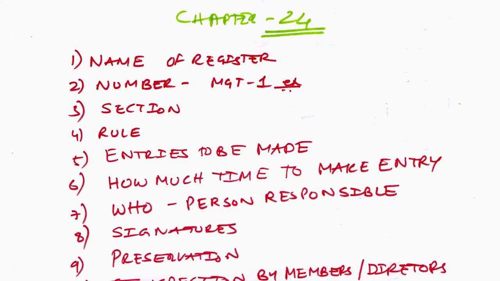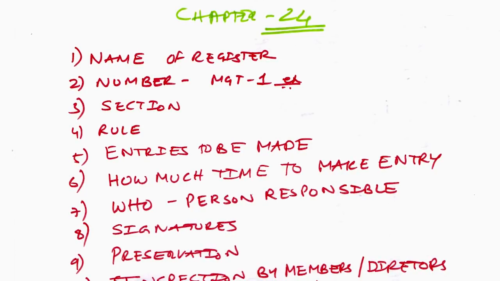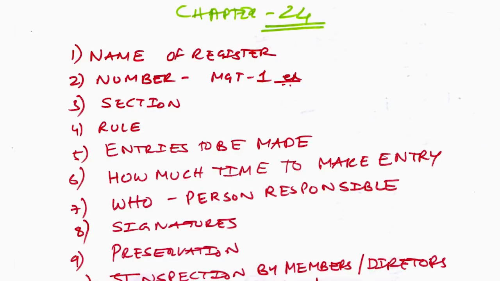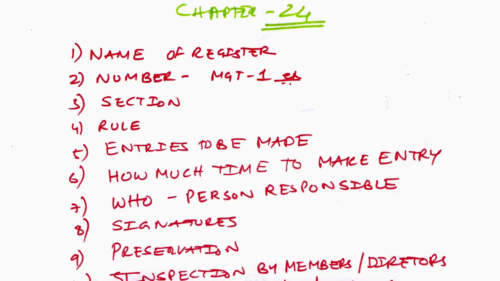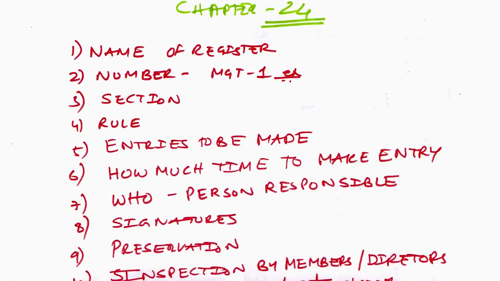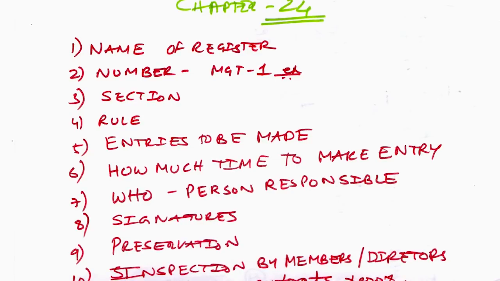For example, if we have register of members, the name of the register is what? Register of members. The second thing is number, that is, does it have any number which is given in the rules or in the Companies Act 2013. So the register of members is actually MGT1 in that case. Of course, for every register it may be different, and for some register you might not have the number. The second point is number.